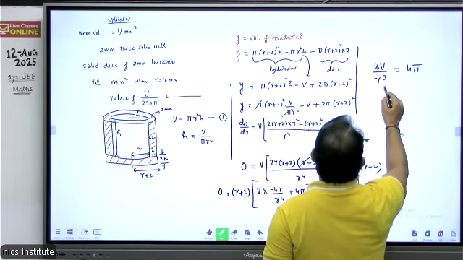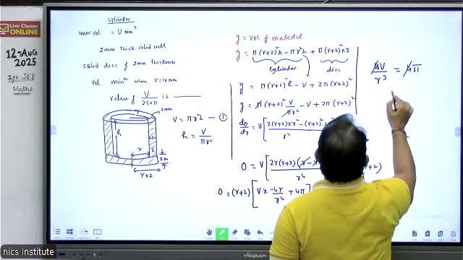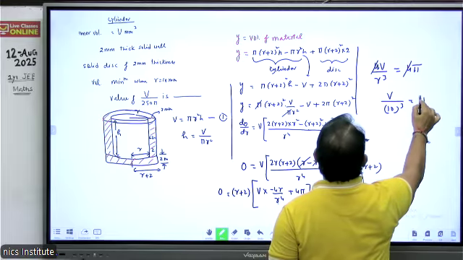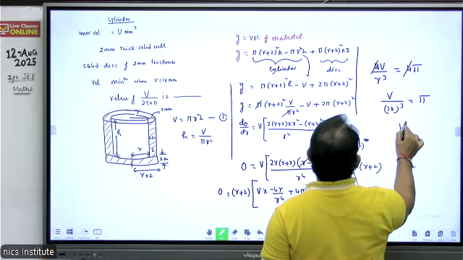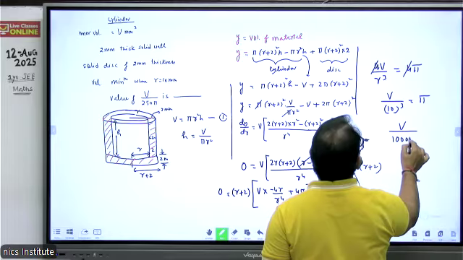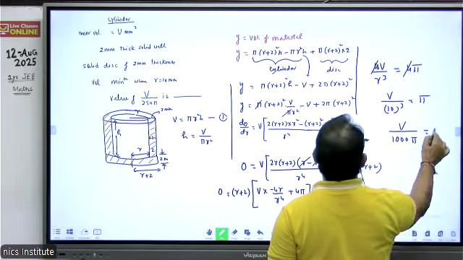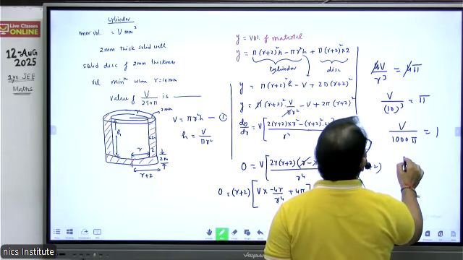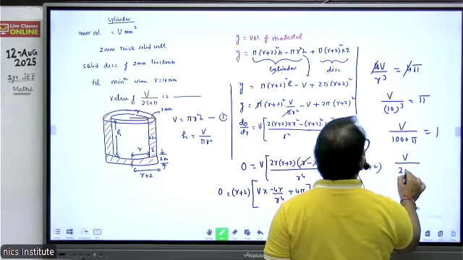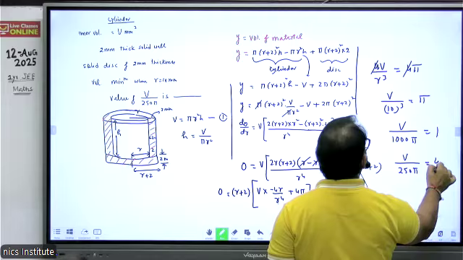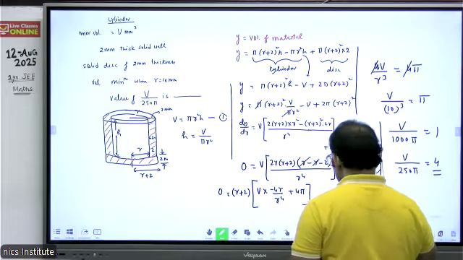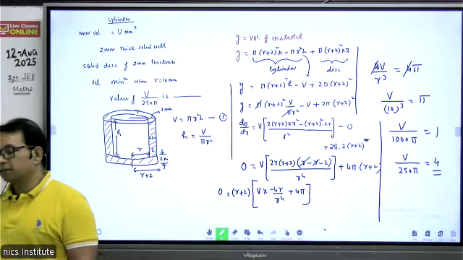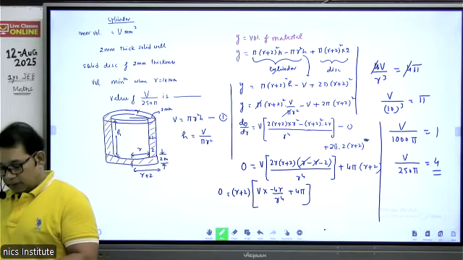Now what is r? R is 10. So v by 1000 pi is equal to 1. We want v by 250. So v by 250 pi would be equal to 4. 4 is the answer. The value of v by 250 pi is equal to 4. So it was an integer type question.